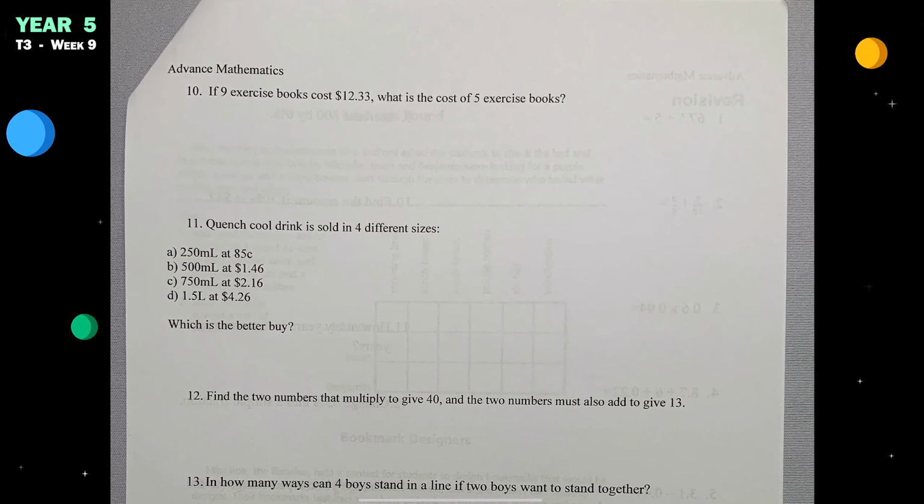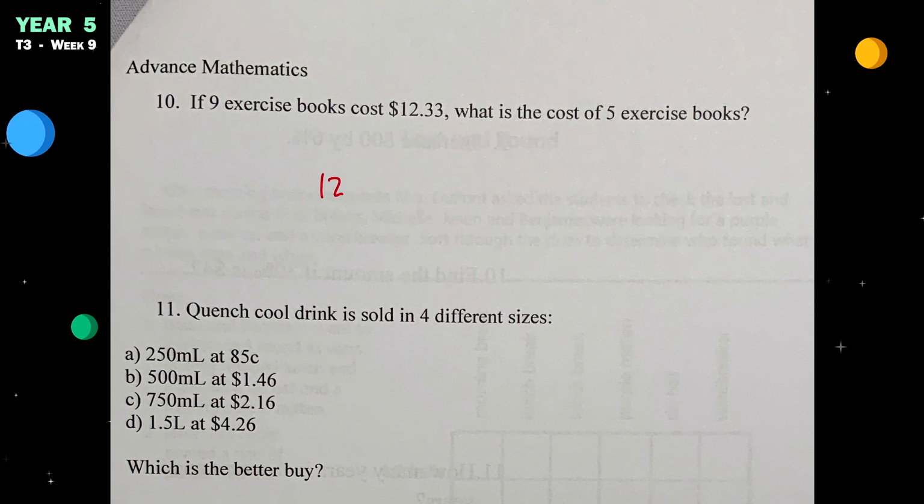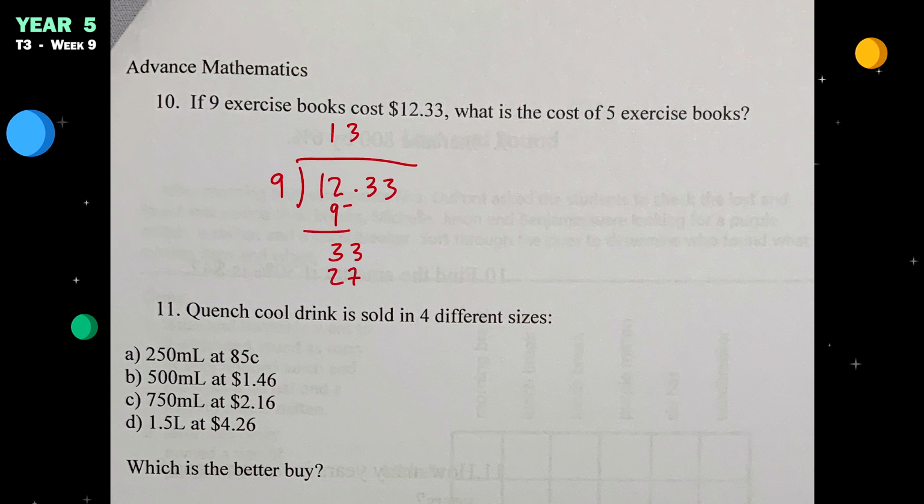If 9 exercise books cost this much, how much is it for 5? So you take 12.33 divided by 9. Okay, I'll do that for you. 12 divided by 9 will give you 1. 1 times 9 is 9. Subtract, you get remainder 3. Bring a 3 down. 33 divided by 9 will give you 3. 9 times 3 is 27. Take away, you get remainder of 6. Bring the 3 down. 63 divided by 9 is 7. And where's the decimal place? The decimal place is right there, $1.37.